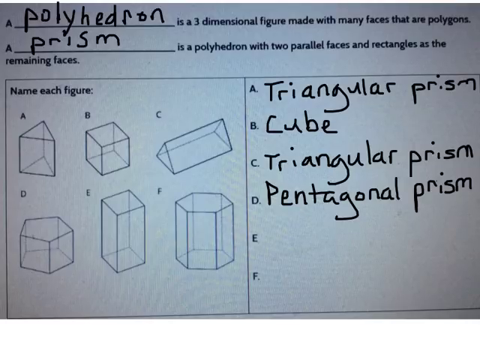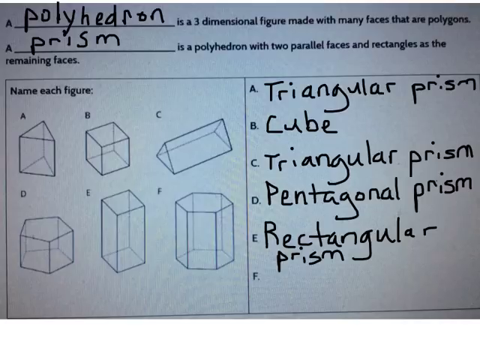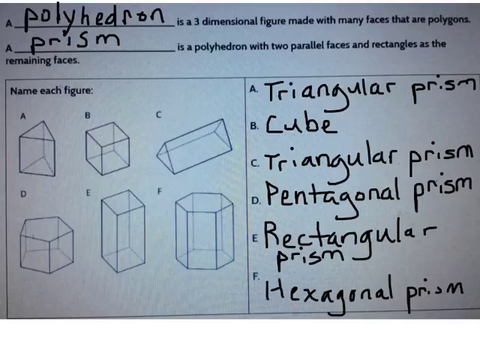What do you think is the name of shape E? Shape E is a rectangular prism. It has two bases that are rectangles, and the rest of the faces are also rectangles. What is the name of shape F? Shape F is a hexagonal prism. It has two hexagons, and the rest of its faces are rectangles.